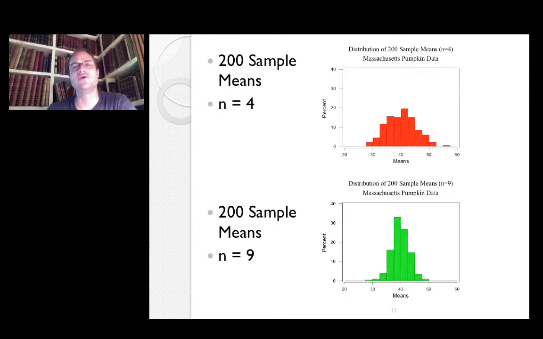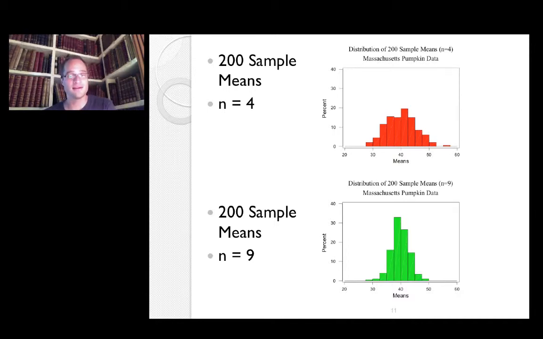These are 200 sample means. You can look at the red graph and the green graph separately. Let's start with the red one. The red one is a depiction of 200 sample means of size 4. For each of these sample means, someone gathered 4 pumpkins, put them on a scale, added up all those weights in pounds, divided by 4, and that's x bar. And we have 200 x bars from samples of size 4.